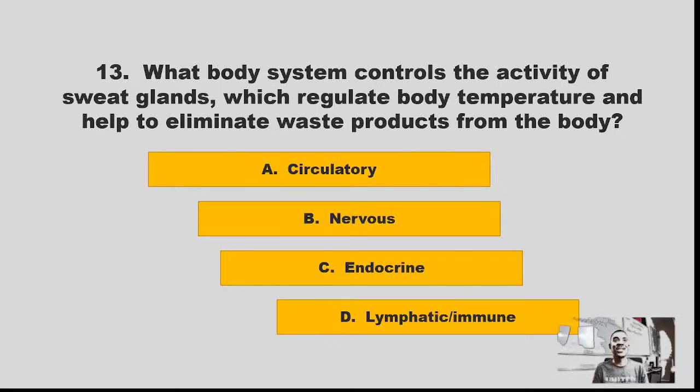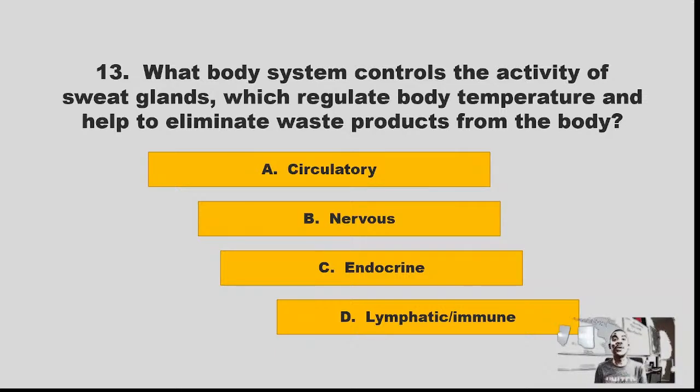Our next question. What body system controls the activity of sweat glands, which regulate body temperature and help to eliminate waste products from the body? So, here are your answers. Is it circulatory? Is it nervous? Is it endocrine? Or is it lymphatic immune?